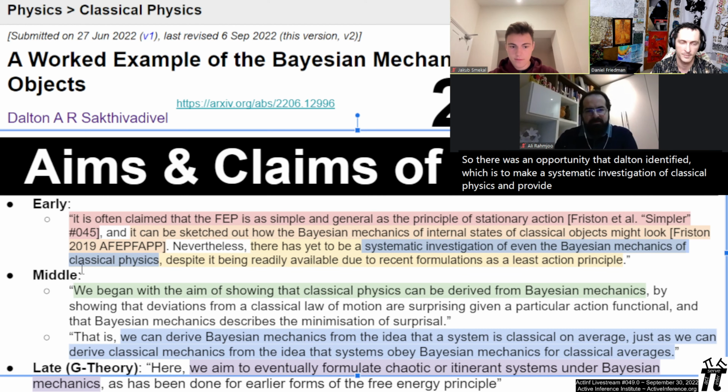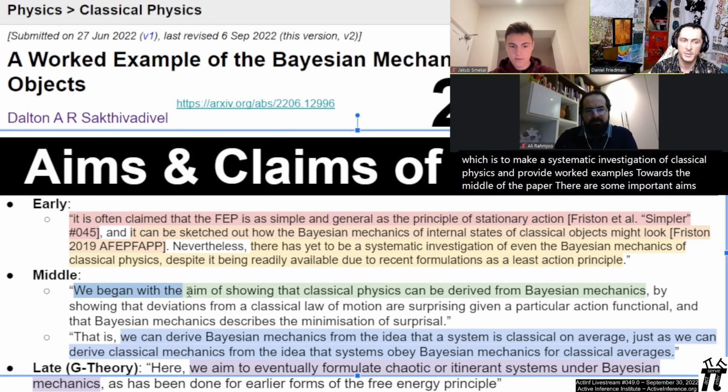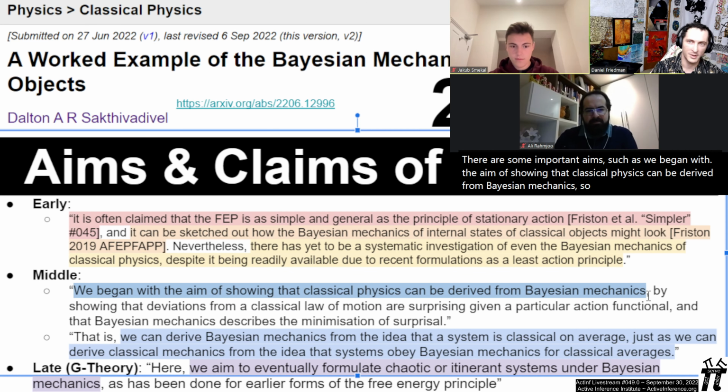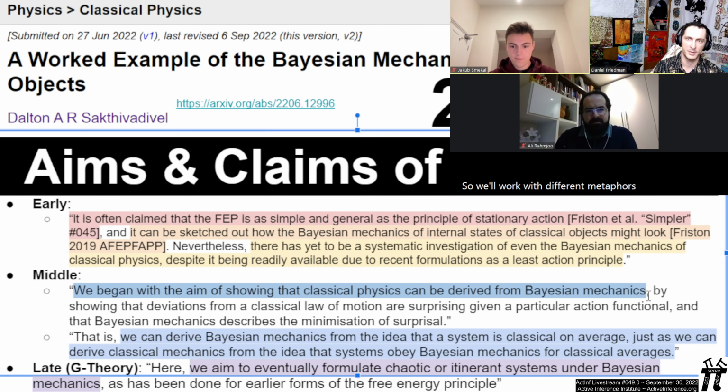Towards the middle of the paper, there are some important aims, such as we began with the aim of showing that classical physics can be derived from Bayesian mechanics. So we'll work with different metaphors and ways of exploring it, but this is not like a layer 2 on physics. This is a generalization that in special cases includes classical statistical thermodynamic and quantum mechanics.